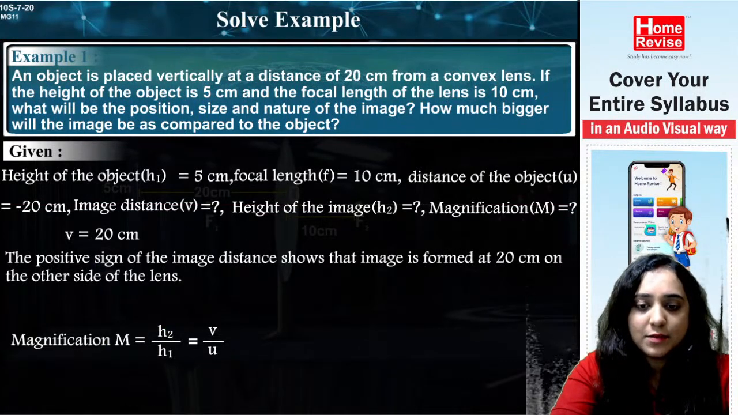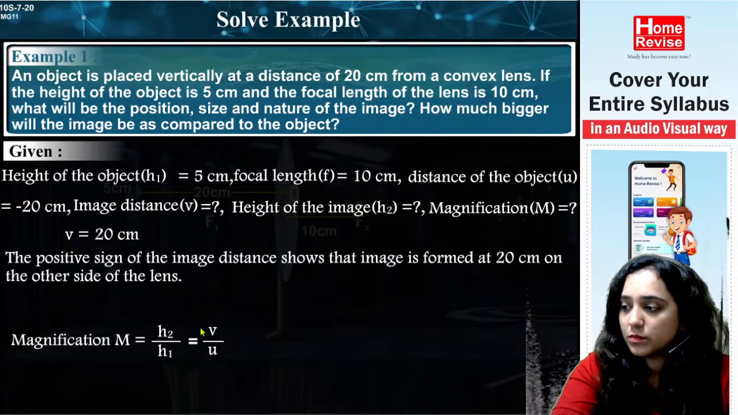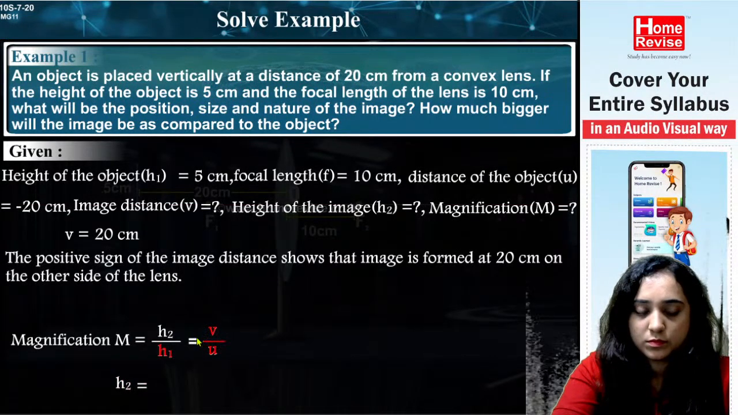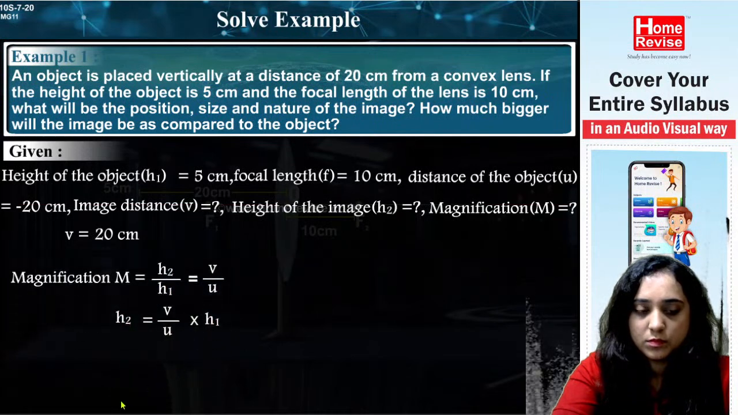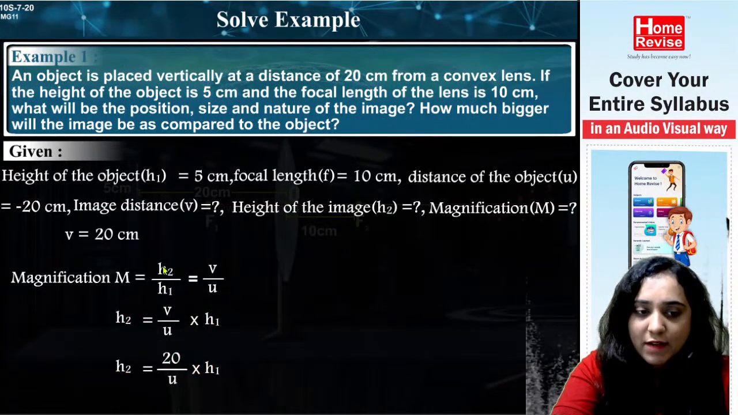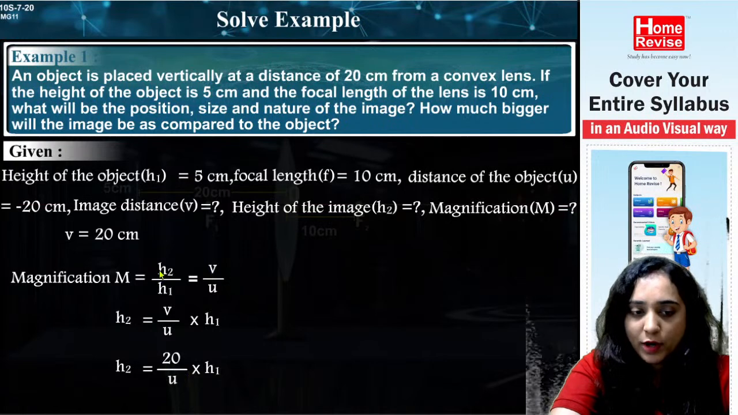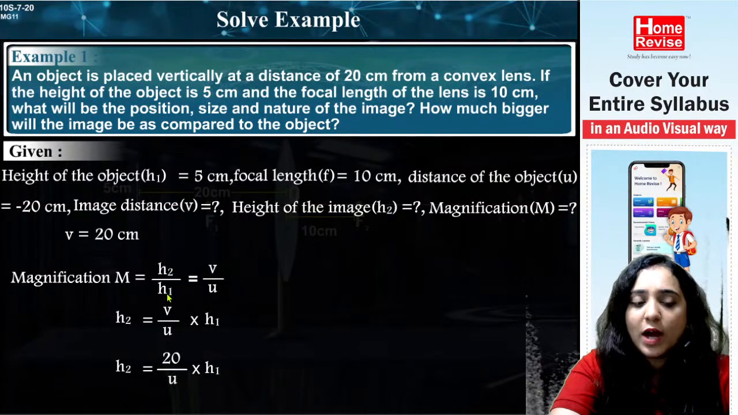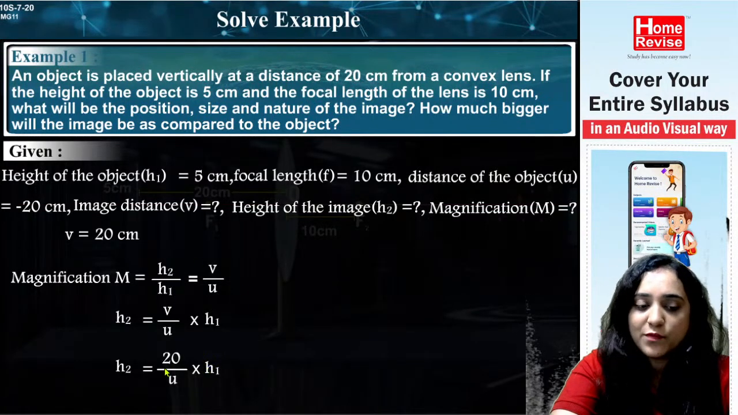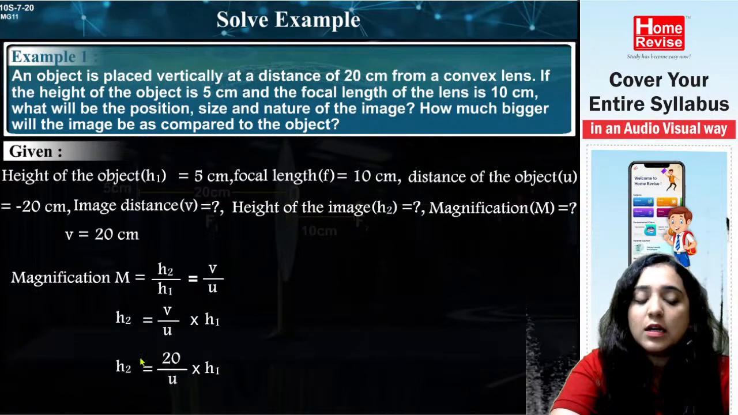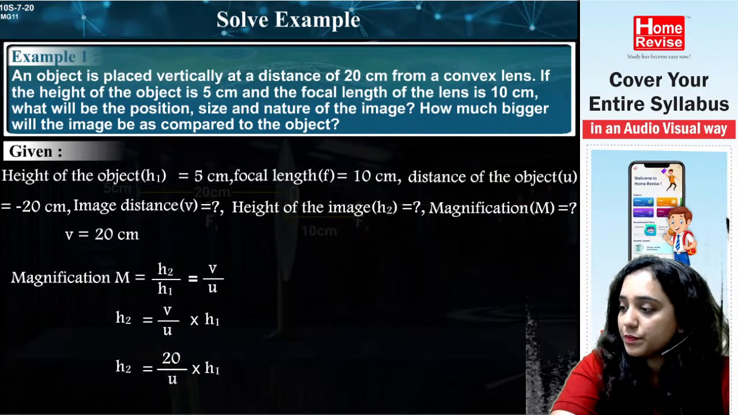Okay? So let's understand. m is equal to h2 by h1 is equal to v by u, or h2 is equal to v by u into h1, by substituting the values. Now we know the value of h1, we know from the question itself, and we have calculated v. So just by rearranging the terms, I want the value of h2. I will move this h1, which is in divide form, to the right hand side, where it goes into multiplication form. So just by putting all the values, I will get the exact value of h2.